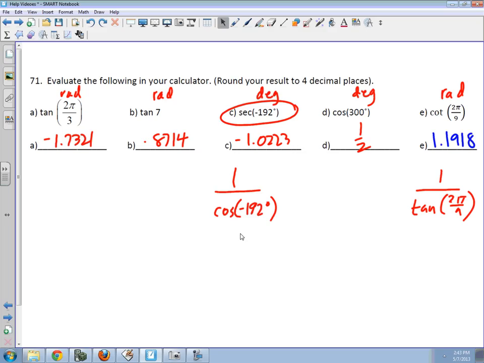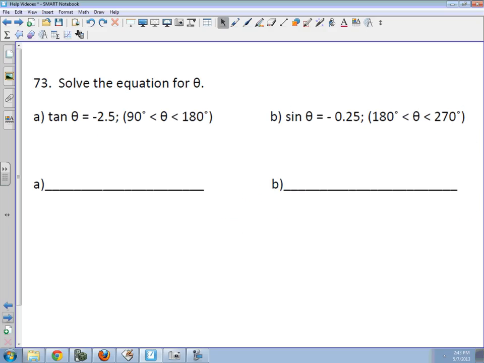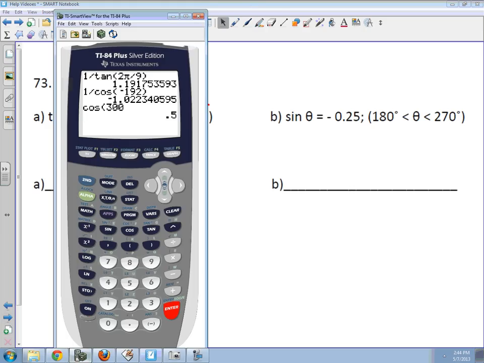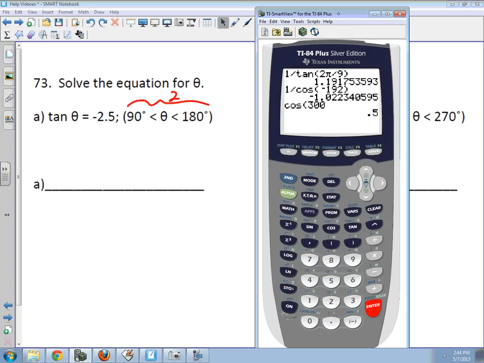All right, next one, solve the equation between 90 and 180. The first question is, what quadrant is that? From experience, I know that's quadrant 2. If you're not sure why that's quadrant 2, look at your unit circle and make sure that you know any angle between 90 and 180 has got to be in quadrant 2. So tan theta is negative 2.5. What I do in my calculator is I do second tan of negative 2.5.